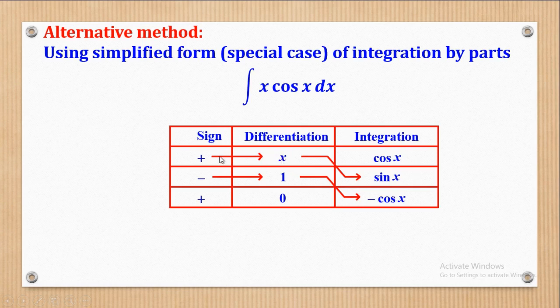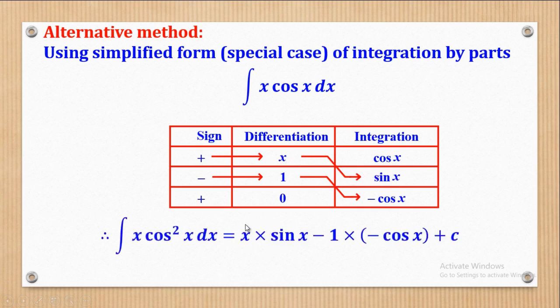Now how do I use these values? Like you see these arrows, you will say positive times x to get positive x, then multiplied by sine x to get positive x sine x. So in the end, I'll come up with x times sine x. Now here there is negative times 1 to give you negative 1, which is here, then multiplied by negative cos x, which is here. But don't forget the constant of integration.